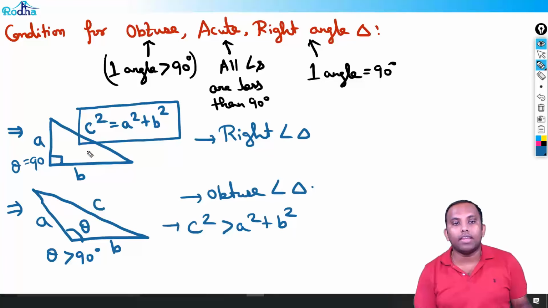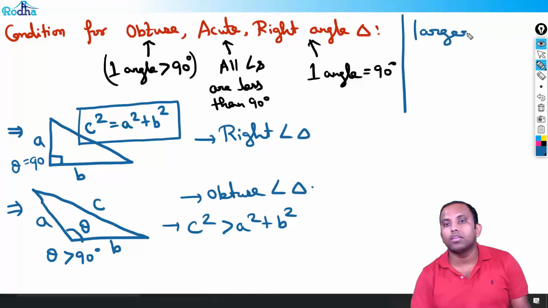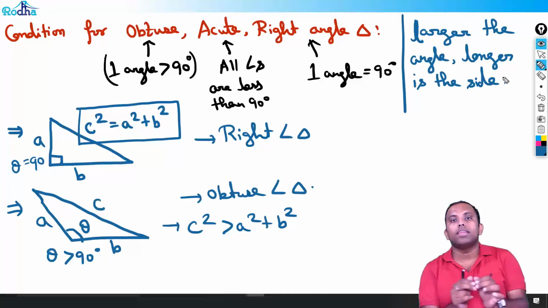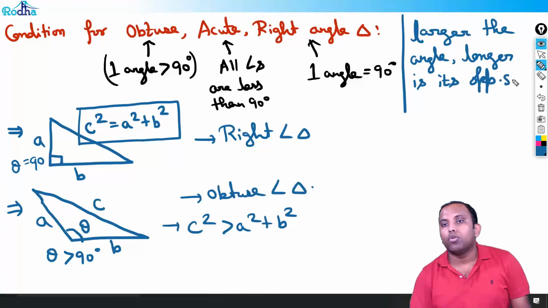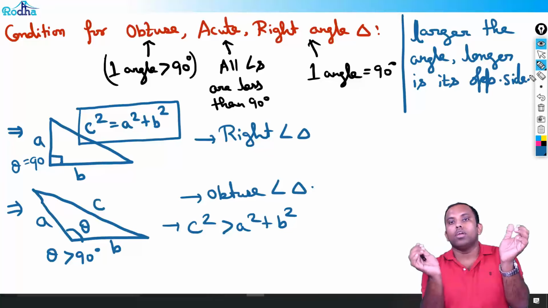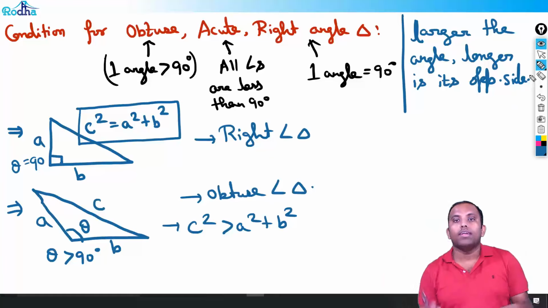And obviously we know that in any triangle, larger the angle, longer is the side. Larger the angle, longer is its opposite side, right? In any triangle, if the angle is more, its opposite side will be more expanded. So if theta is more, its opposite side is more, right?